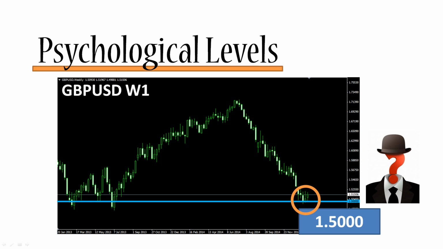In this particular case, you can see that the psychological level is also a historical level. That's quite common with psychological levels, because they tend to be very significant throughout history. Back in January to July 2013, the price tested this psychological level three times. As you can see, it was unable to cross it, and that's when a massive impulse happened and the price went upwards and reached somewhere around 1.7 American dollars per British pound. Now it's back here at 1.5000, and everybody's waiting to see what will happen.